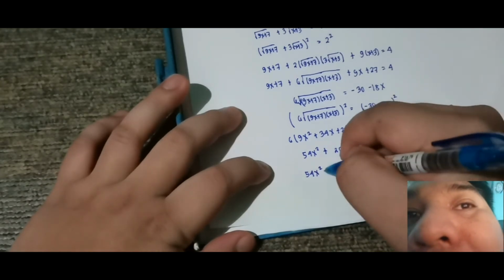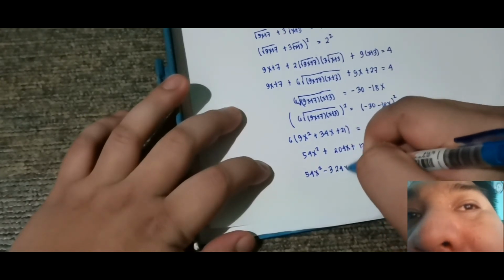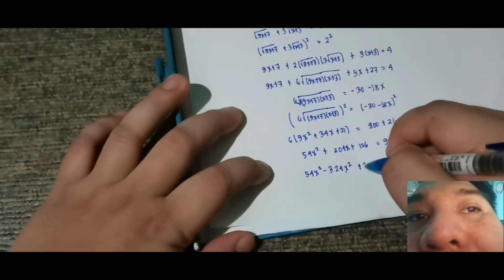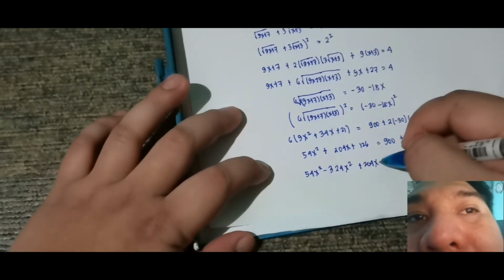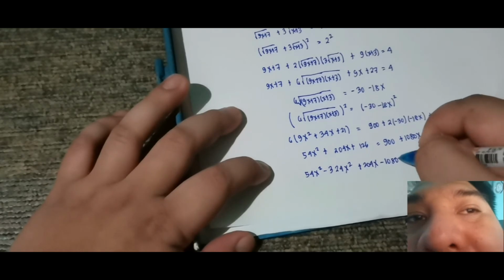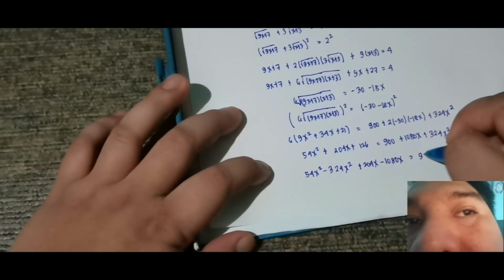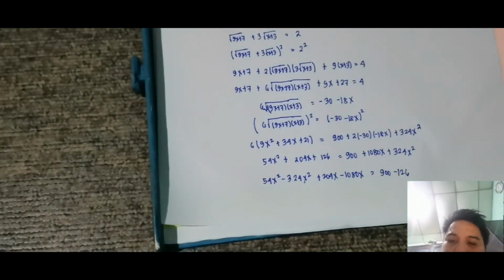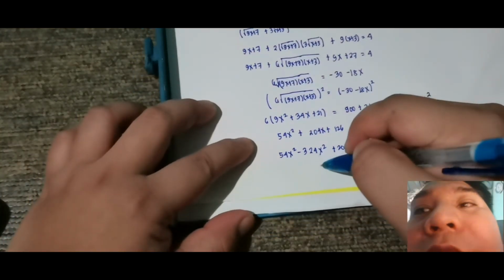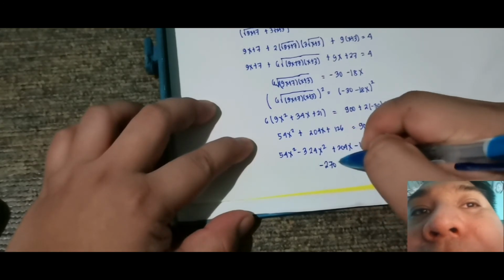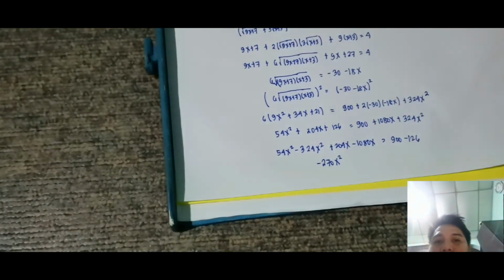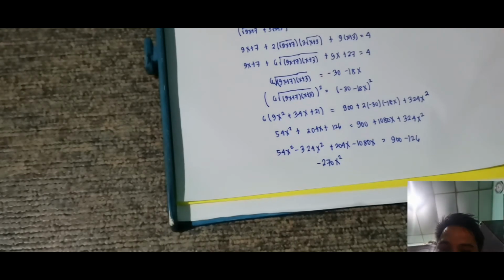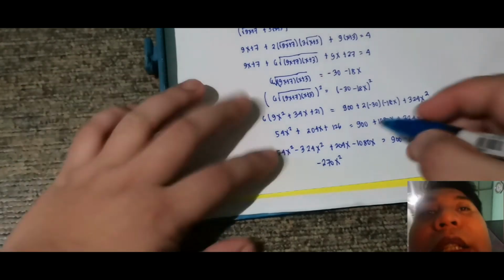x squared minus 324 x squared plus 204x minus 1080x equals 900 minus 126. Okay, next is 54 minus 324, negative 270 daw, sabi ni Calcu. So negative 270 x squared. Okay, then 204 minus 1080 is negative 876.